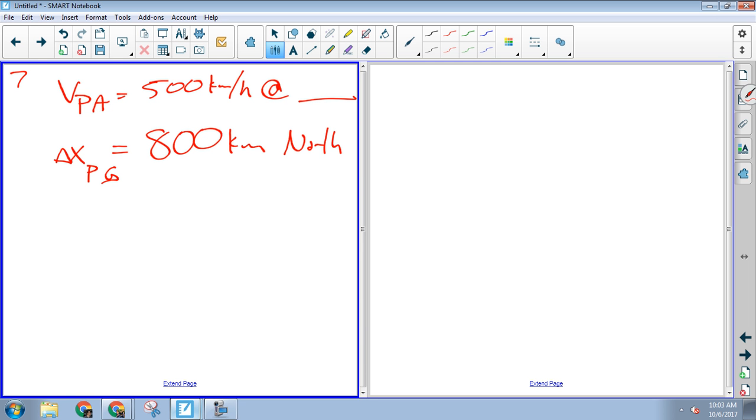The other way you can think about it is this. The plane is headed 20 degrees east of north, right? So here's 20 degrees east of north. So the plane is flying this way, right?